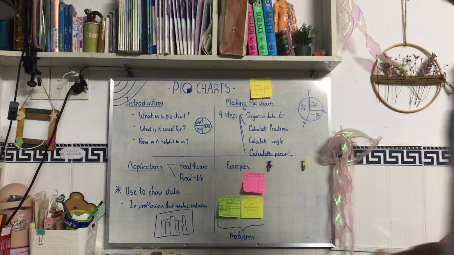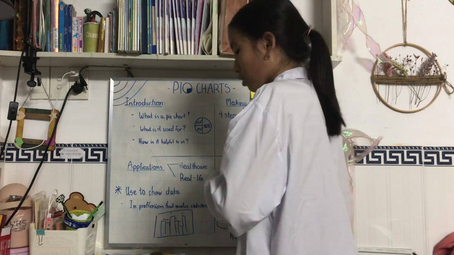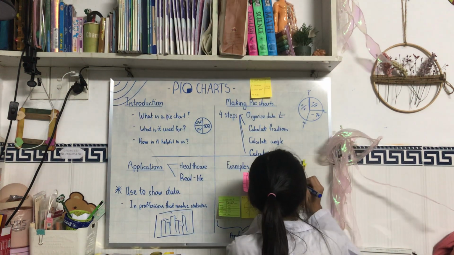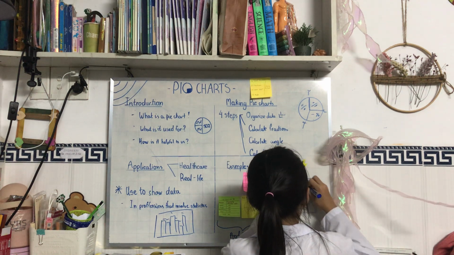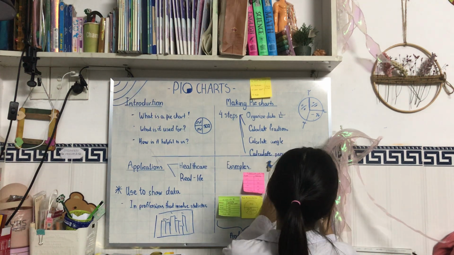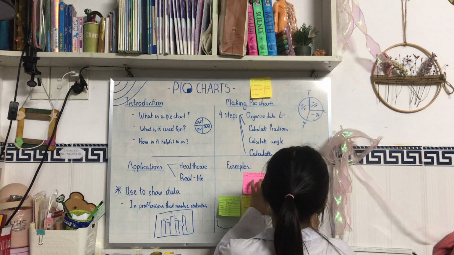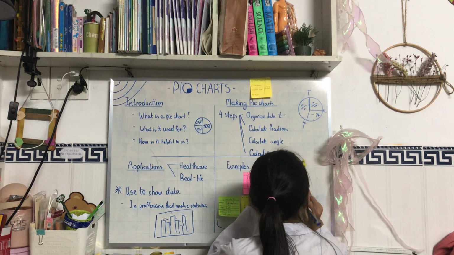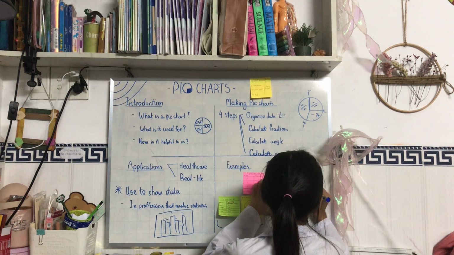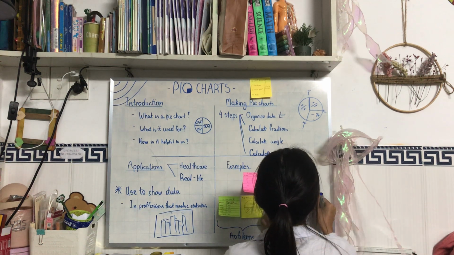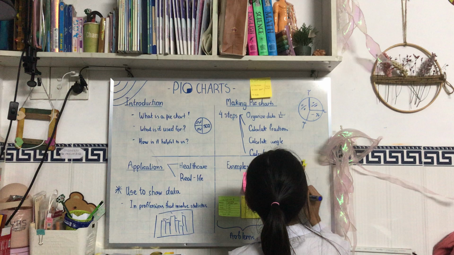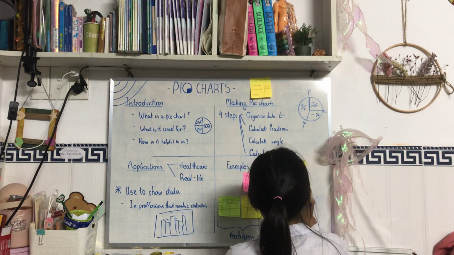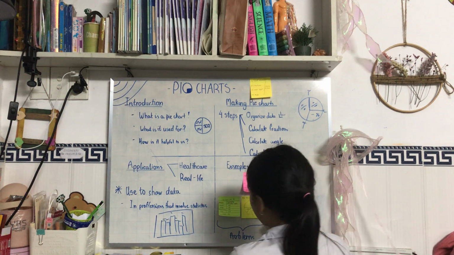Well, it is easy. First, we will draw a circle, a full circle. Then we will have the center here. Then we will divide it, because I already know that 50% is half of the pie chart, and 25% is 1/4 of the whole pie chart. There we go. That is the first question.